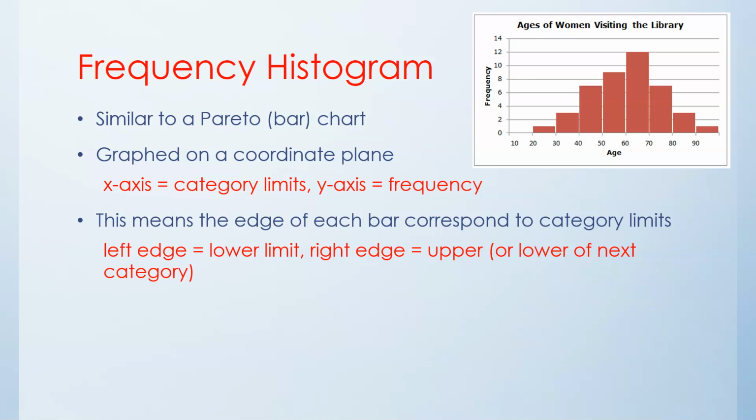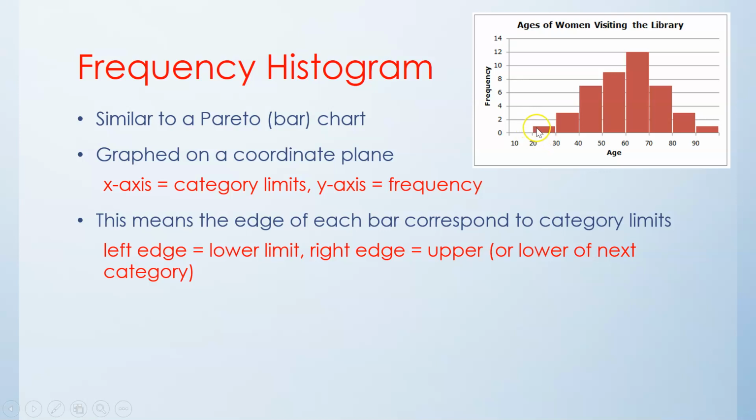The setup that I'm going to talk the most about is the one that you see here and the one that Google Sheets does, where the left edge of every one of your bars is the lower limit of each category. It's the start of each of your categories. And the right edge corresponds to the lower limit of the next category.